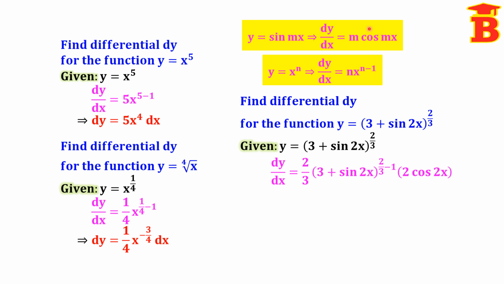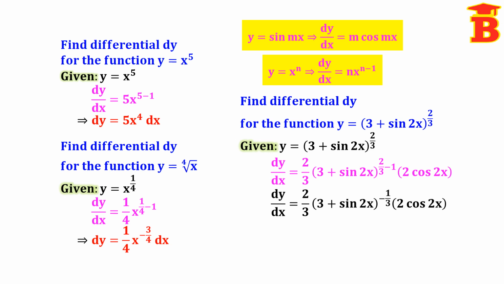So cos mx into multiply the coefficient of x. Coefficient of x is m. So we get dy by dx equal to m cos mx. So differentiating this, dy by dx equal to, we use the formula nx power n minus 1. So 2 by 3 into this bracket whole power 2 by 3 minus 1, into again we have to differentiate this bracket. So differentiating this bracket, 3 constant 0, sin 2x differentiation is 2 cos 2x.